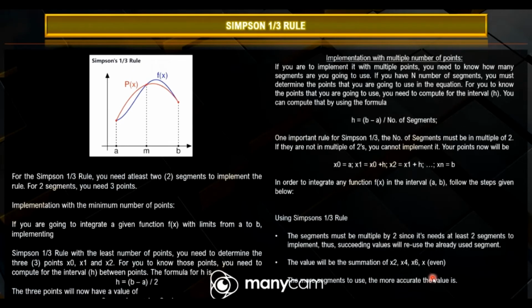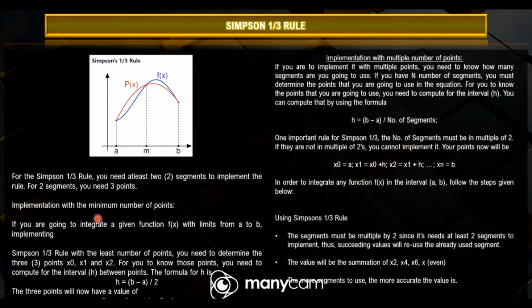Next, for the Simpson one-third rule, as we said earlier, we need at least two segments to implement the rule. For two segments, you need 3 points: segment 1, segment 2, 3 points. As discussed earlier, for example, our a is equal to 1, our b is equal to 2, and our m is equal to 1.5. The height is equal to (b minus a) over 2, so a plus height is equal to m. So m is equal to 1 plus 0.5, which equals 1.5.